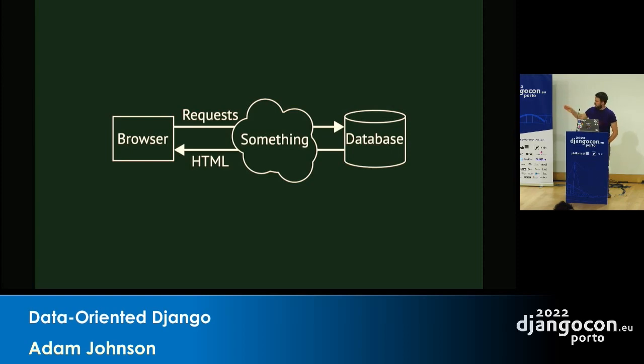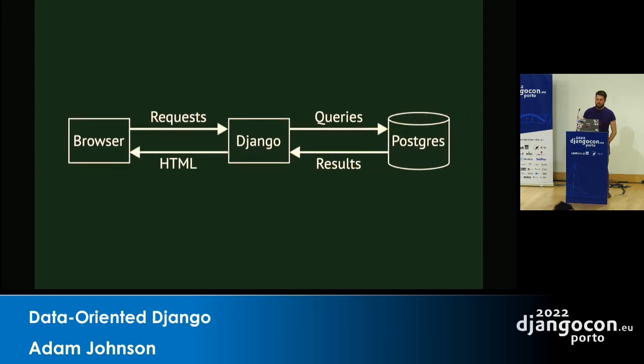What are we going to put in the something? Well, one option is to put Django in the middle and then use Postgres as our database. So the browser sends a request to Django. Django turns that into one or more queries to the database, getting results in order to construct HTML, and gives it to the browser. Job done.